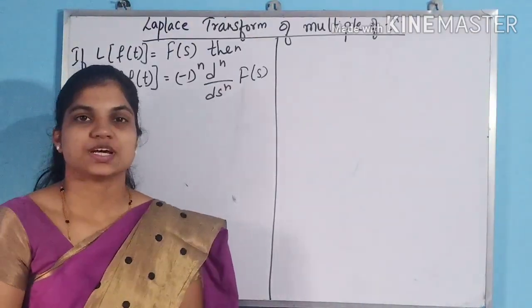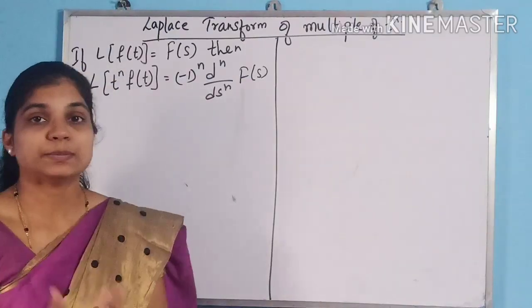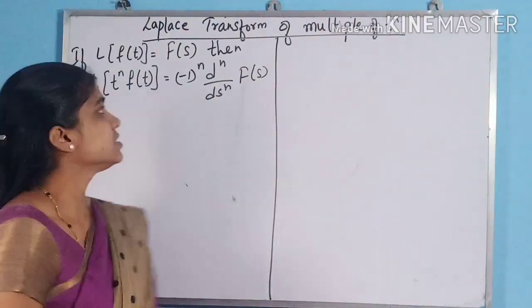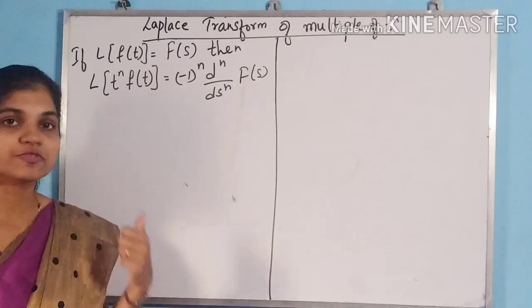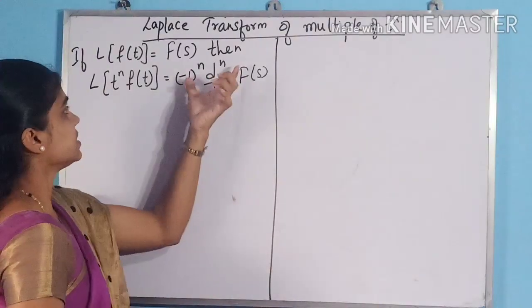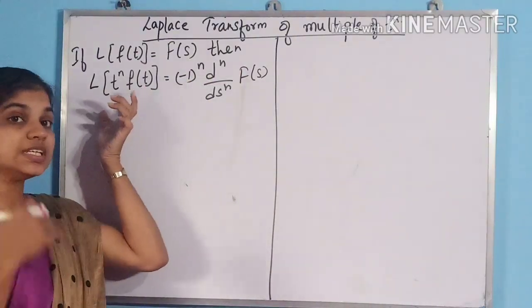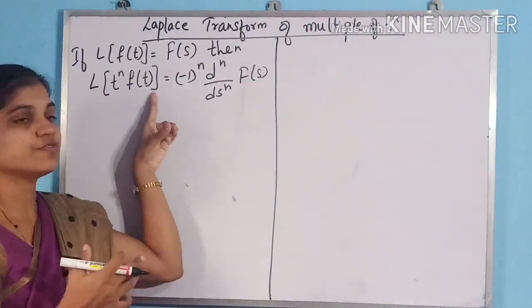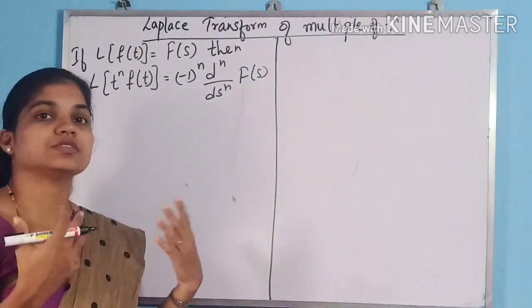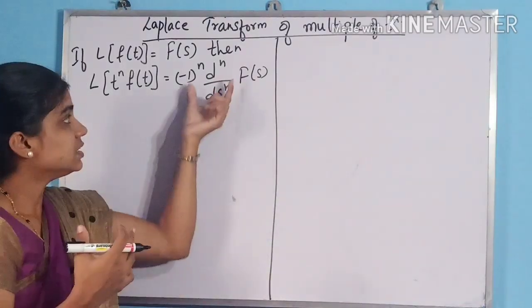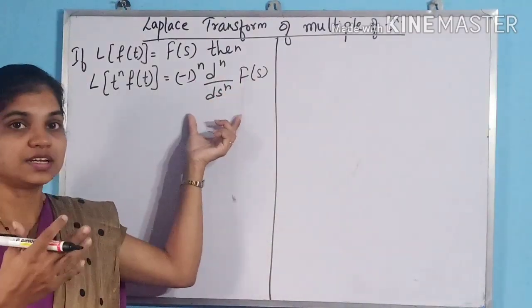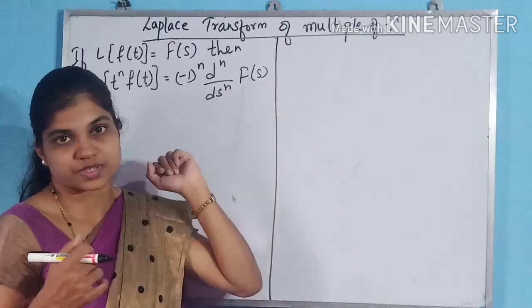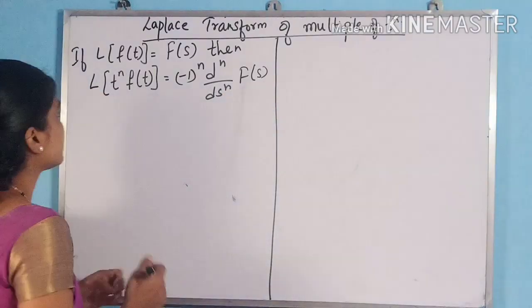Next we are going to find out the Laplace transform of multiples of t raised to n. That is, if the Laplace transform of f(t) is equal to F(s), then the Laplace transform of t raised to n times f(t) is equal to (-1)^n times the nth differentiation of F(s). Okay, so let's prove it.